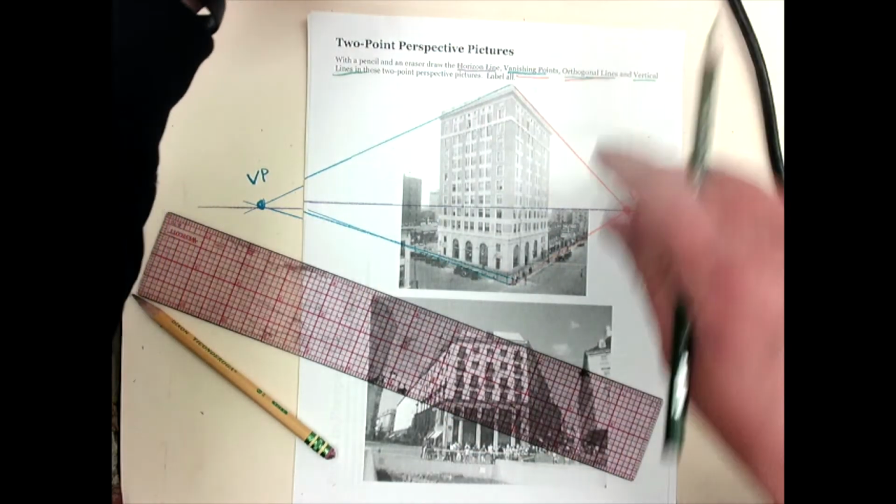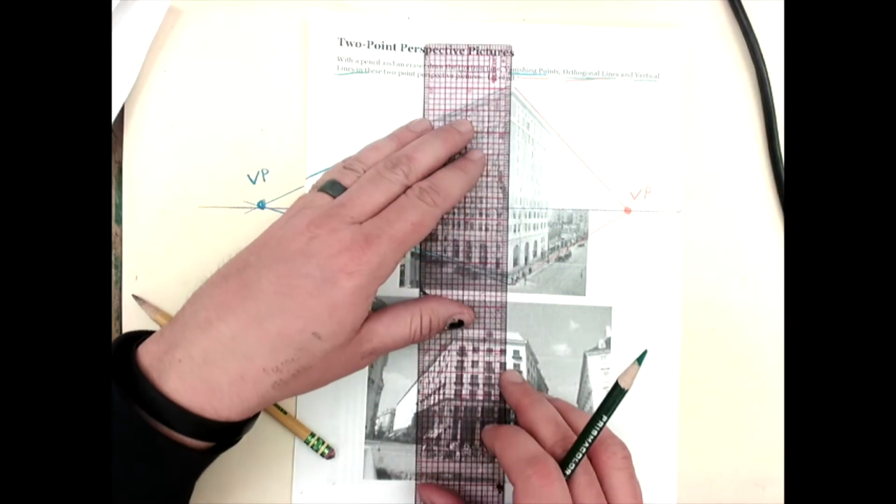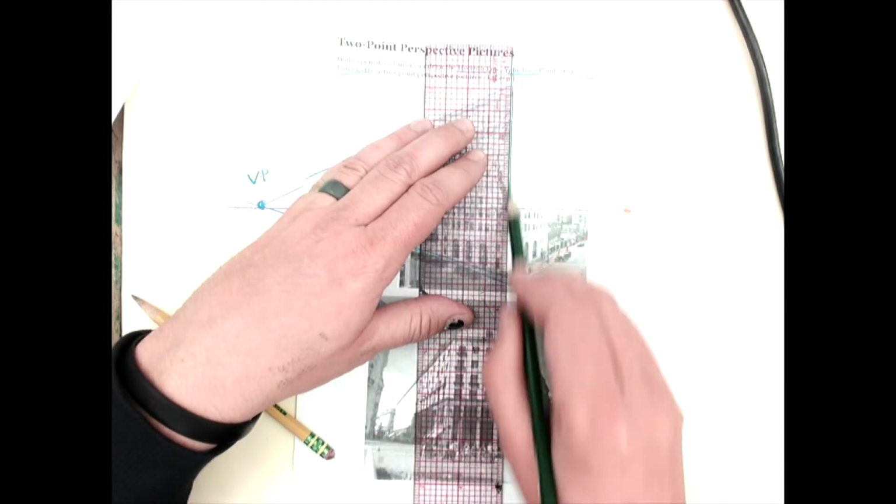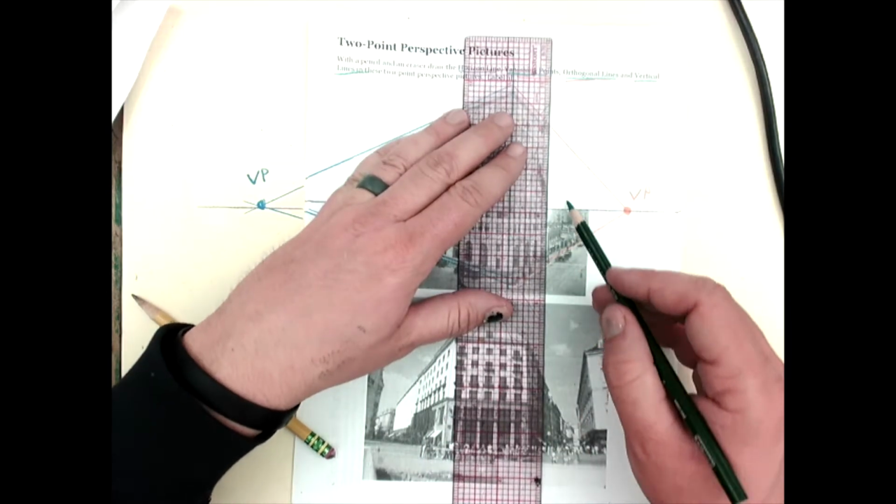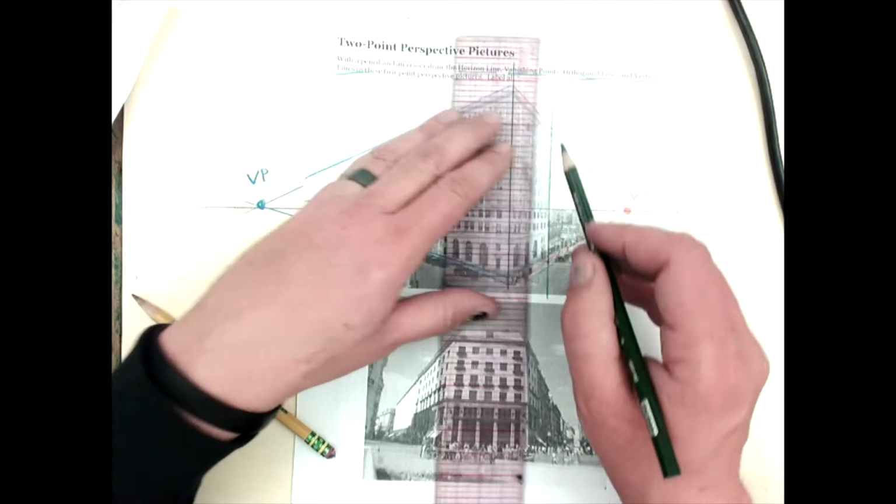Now I'll draw in my vertical lines. I can pick any of these. These corner edges of the building are probably the most obvious examples.